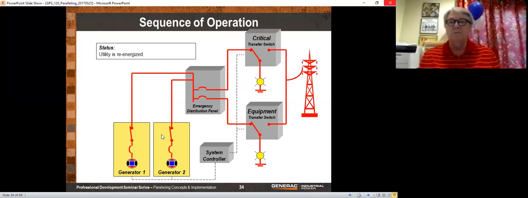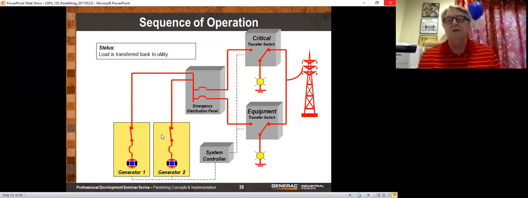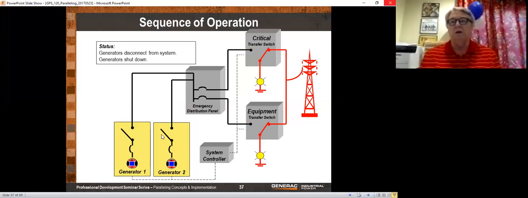Once the utility comes back, then the transfer switches are going to time out. They're going to give the utility a little bit of time to make sure it's steady, and then they will go back to the utility. At this point, we go into our generator cool down, let the generators cool down, let's say 5 or 10 minutes, and then we will go ahead and open those generators. And we're back to where we started.